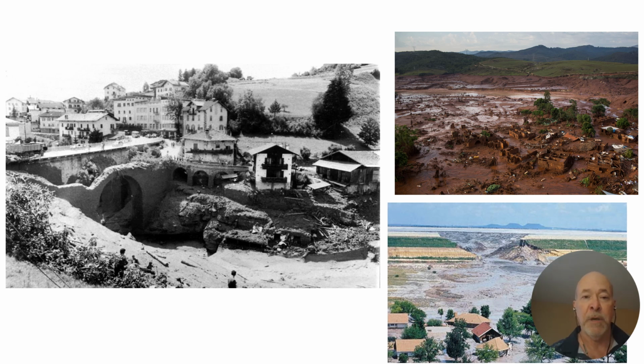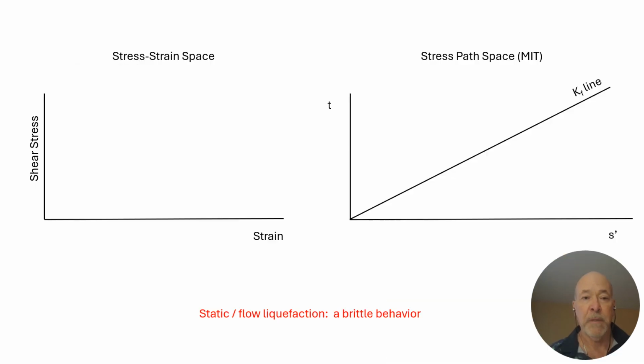These are some results of some static liquefaction or flow liquefaction events on tailings facilities. Left-hand side, this is Stava in Italy. Upper right-hand side is Samarco. Lower right-hand side is Merriespruit in South Africa. So what does that look like in the lab? So we've got our two different stress spaces. We've got stress strain space on the left and stress path space on the right-hand side. So this happens to be the MIT stress path space.